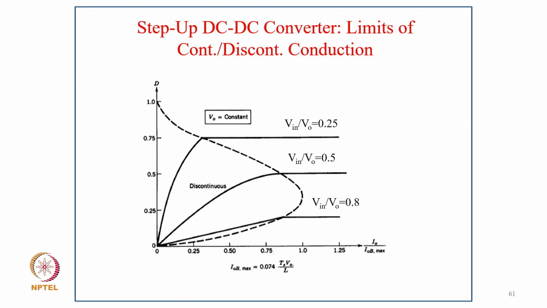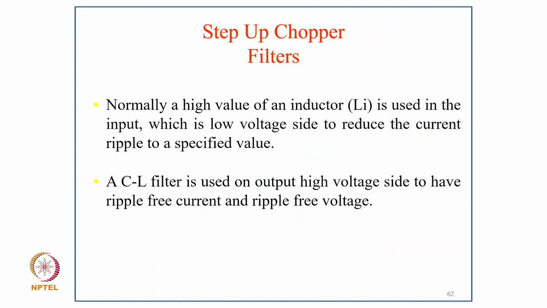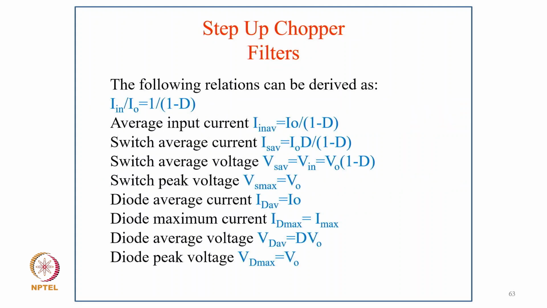So here also, depending on the duty cycle, and with low inductance value, the chances of discontinuous current are more. Now coming to filters of step up choppers, normally a high value of inductor is used at the input, which is the low voltage side, to reduce the current ripple to a specified value, and a CL filter is used on the output side to have ripple free current and ripple free voltage.